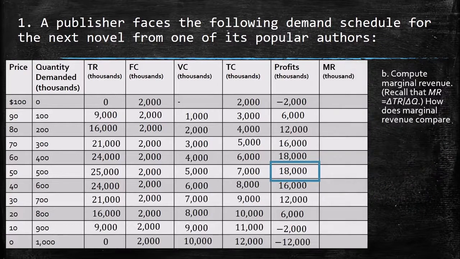Then B, marginal revenue. Recall that marginal revenue is equal to, in the numerator, delta total revenue, in the denominator, delta Q. How does marginal revenue compare? So first, before starting explaining that, we need to remember that marginal revenue is how much your revenue is going to change once you sell an additional unit. This is the basic definition.